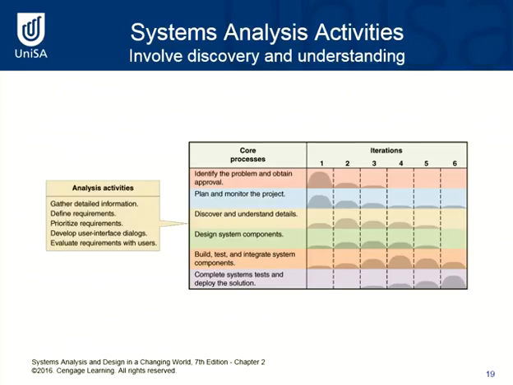What's the importance of the last step, and why do you think evaluate requirements with the users is there at the end? Why is it even there at all? You're doing it to satisfy the user's needs. I can't see who said that. Can you just put your hand up? You're doing it to satisfy the user's needs, but why should you evaluate the requirements with them?